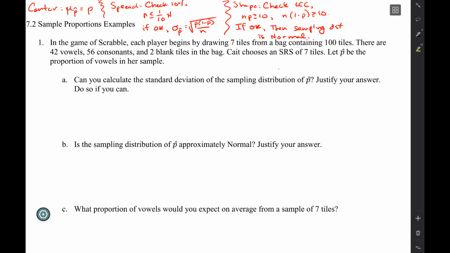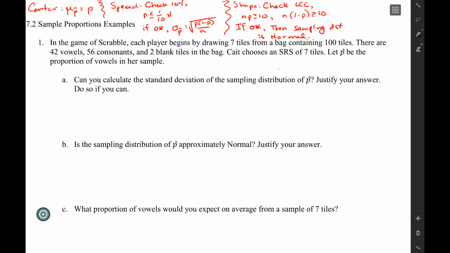Now let's go ahead and look. In this game of Scrabble, each player begins by drawing 7 tiles from a bag of 100. There are 42 vowels, 56 consonants, and 2 blank tiles in the bag, and we have a girl, Kate, that is playing. She chooses an SRS of 7 tiles. Let p hat be the proportion of vowels in her sample.